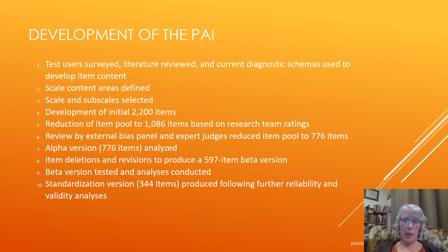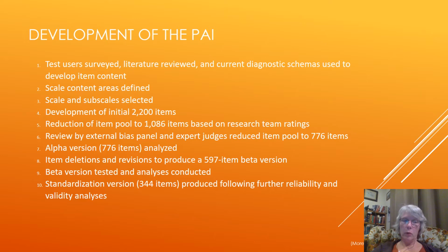This tool began with over 2,000 items, which were reduced to 1,086 through an editorial review by the development team to remove offensive or biased content, to eliminate double negatives and single negatives, as well as colloquialisms, and to ensure that the content was specific to the syndromes in question.